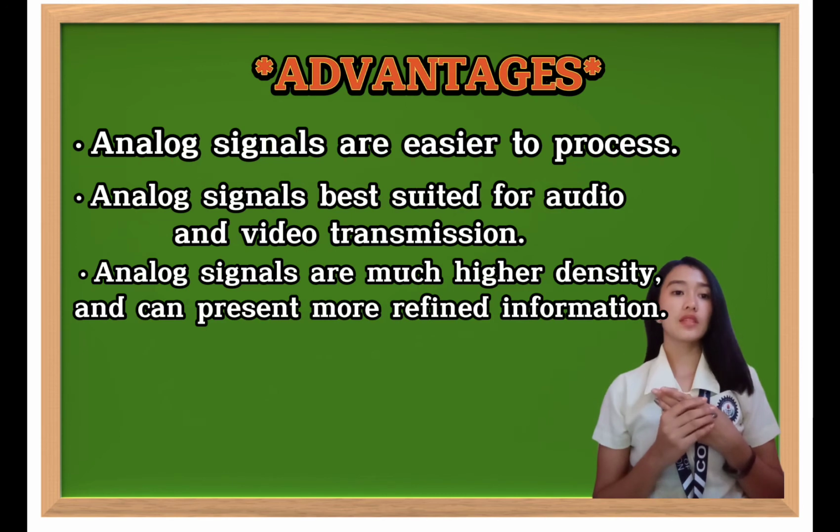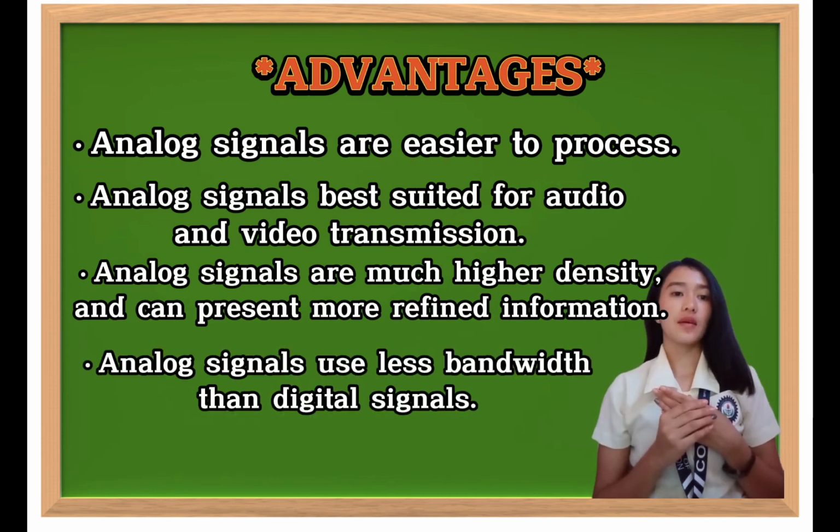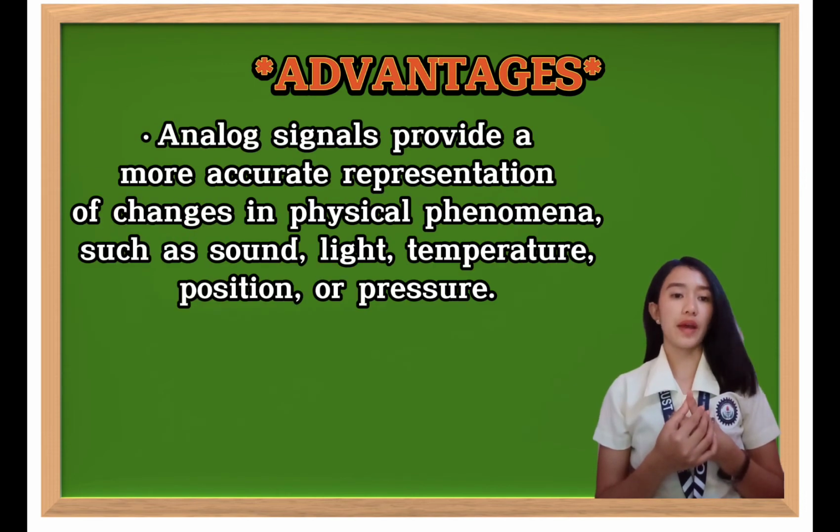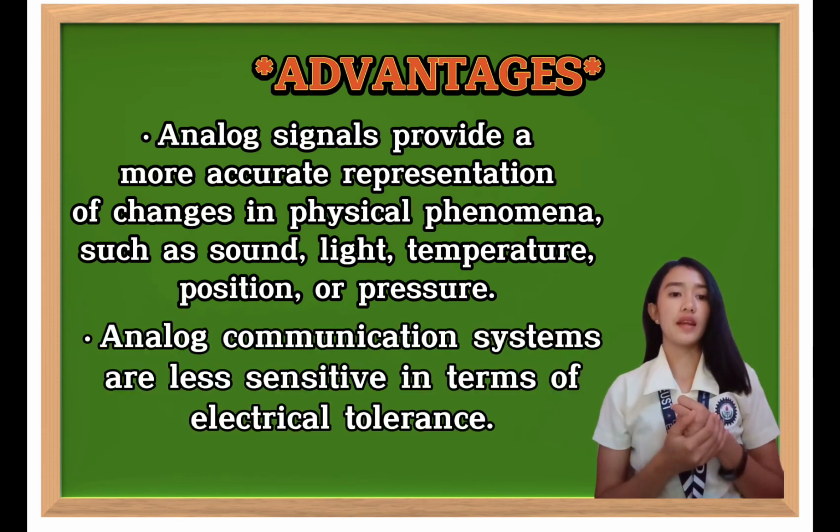Fourth, analog signals use less bandwidth than digital signals. Number 5, analog signals provide a more accurate representation of changes in physical phenomena such as sounds, light, temperature, position, or pressure. And the last one is analog communication systems are less sensitive in terms of electrical tolerance.